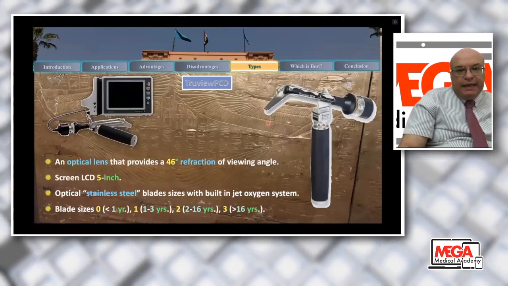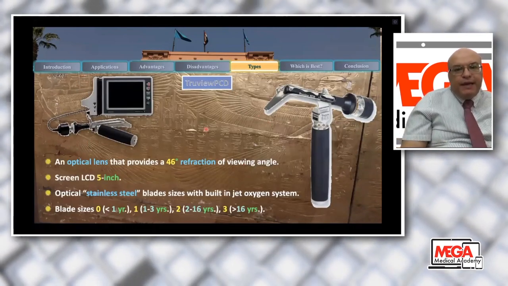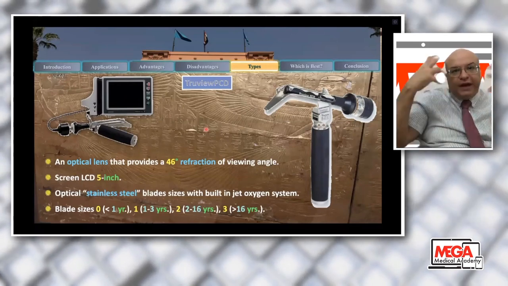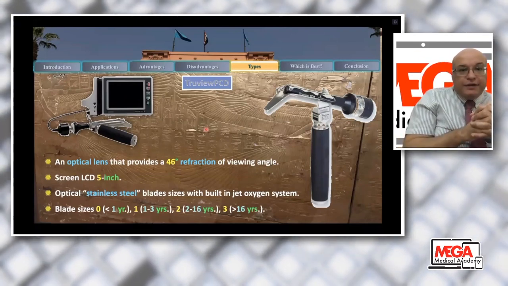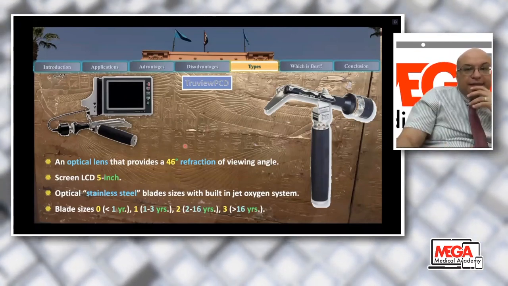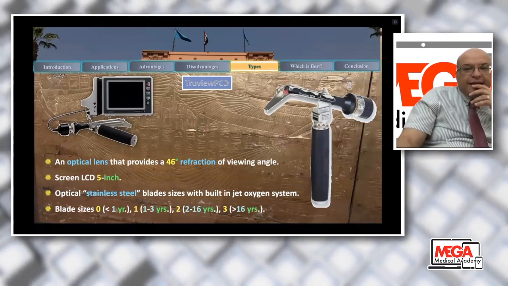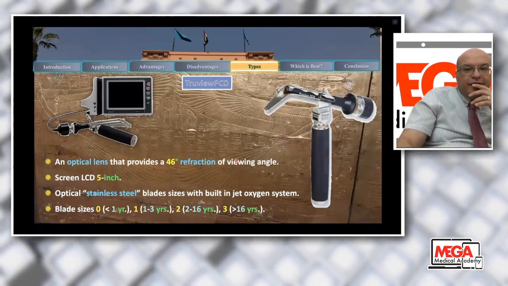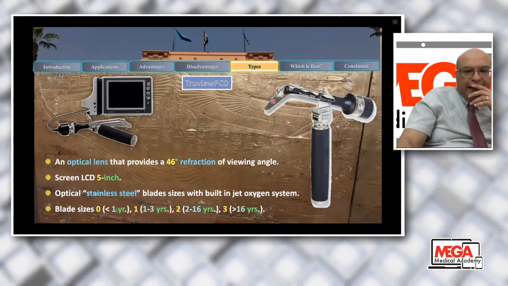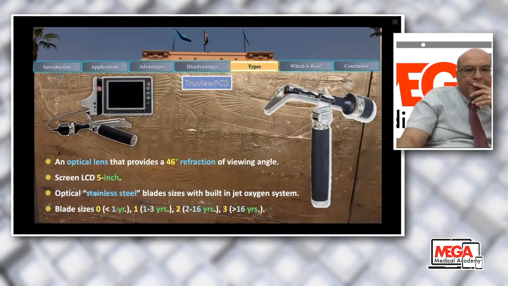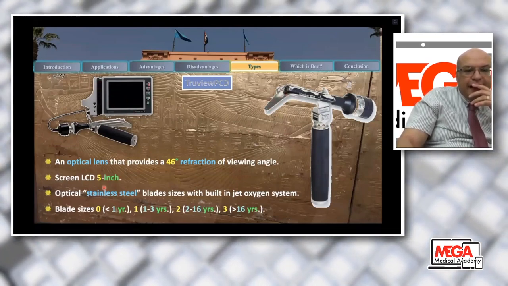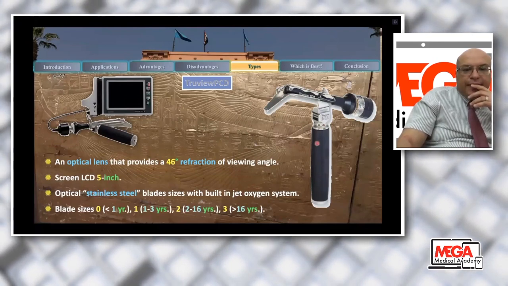TrueView BCD is another technology. It is based on the rarefaction, you know, the rarefaction in ocular physiology. It is the same concept. There is an optical lens here, and the image coming is just a rarefaction with a 40-60 degree. It is available in a 5-inch LCD and stainless steel blades.